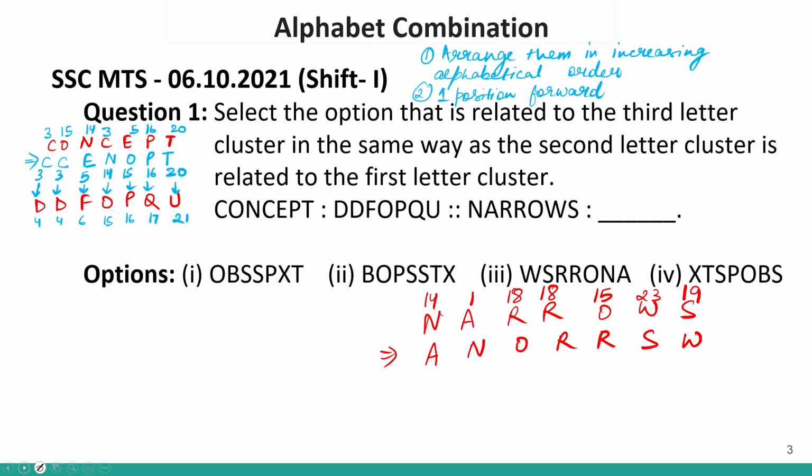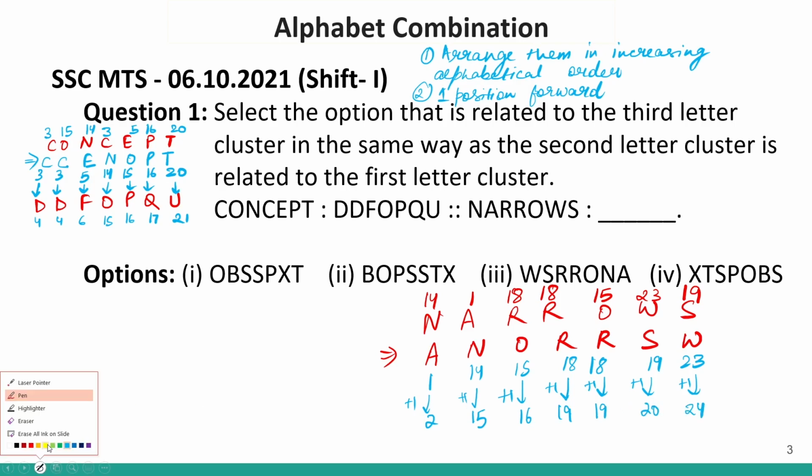Correct? What are the forward ranks again? Forward ranks are 1, 14, 15, 18, 18, 19 and 23. So now I will go one position forward for each of them, right? +1 in each case. +1 for each alphabet. So if I go +1 for each alphabet, what alphabets will I get? Here I'll get the second position, 15th position, 16th position, 19, 19, 20 and 24th position.